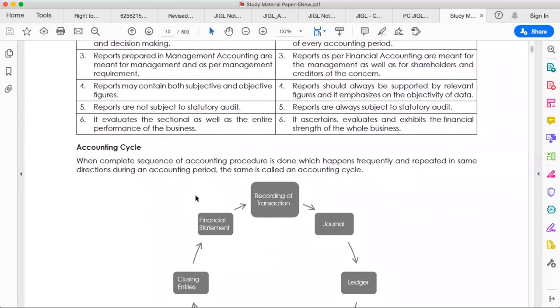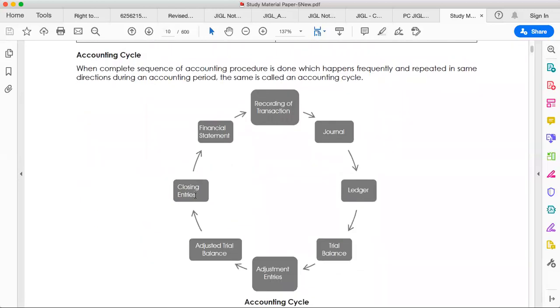Okay, clear so far? So now we'll look into what the accounting cycle is, and how it starts. First, it starts with the recording of transactions. Before that, actual transactions will happen where there are monetary terms, like sale, purchase, expenses, salary paid, salary received, everything. So first, recording of the transaction, it will be recorded in the journal. Then this journal entry will be posted in the respective ledger.